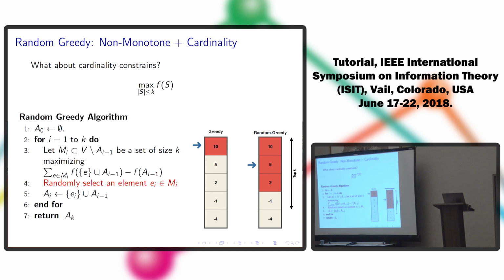Not exactly the top k, because in the top k you might have negative elements. Those negative elements are not going to be good, so they're not going to increase the value. So among the at most top k elements that all have positive marginal gains, I pick one of them at random.